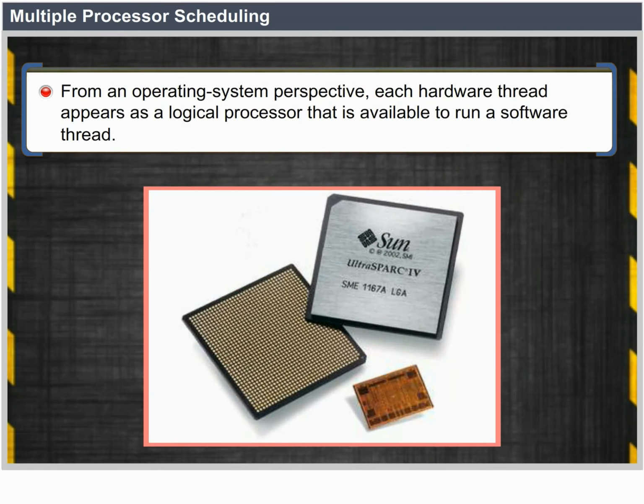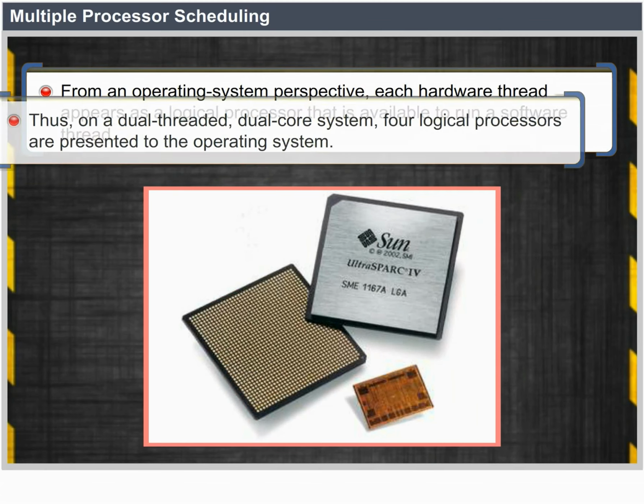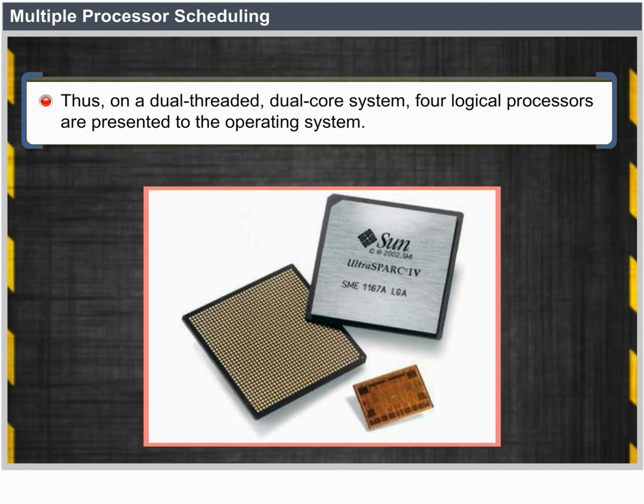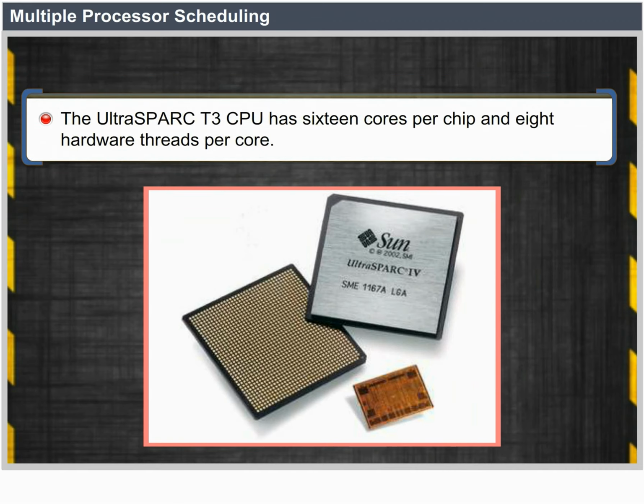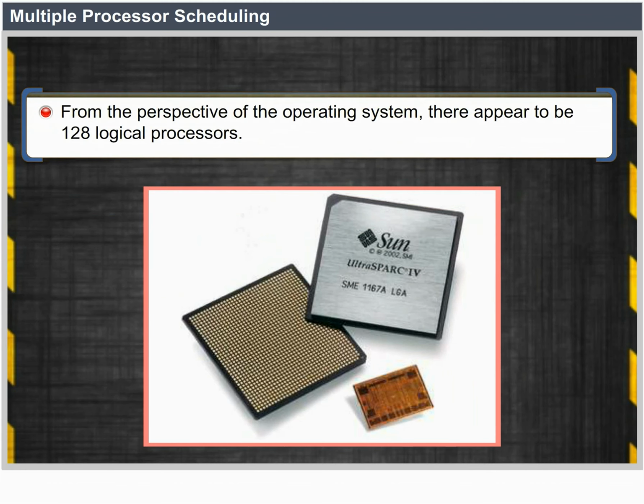From an operating system perspective, each hardware thread appears as a logical processor that is available to run a software thread. Thus, on a dual-threaded, dual-core system, 4 logical processors are presented to the operating system. The UltraSPARC T3 CPU has 16 cores per chip and 8 hardware threads per core. From the perspective of the operating system, there appear to be 128 logical processors.